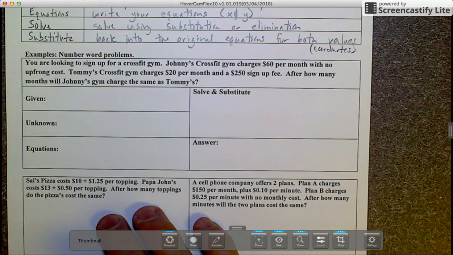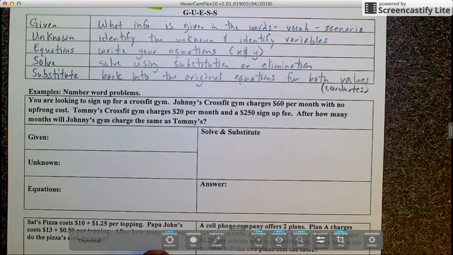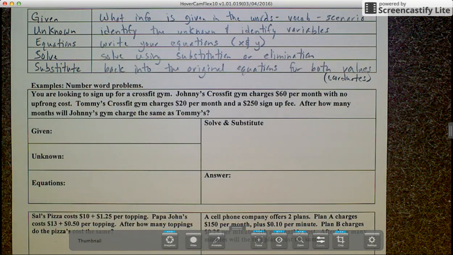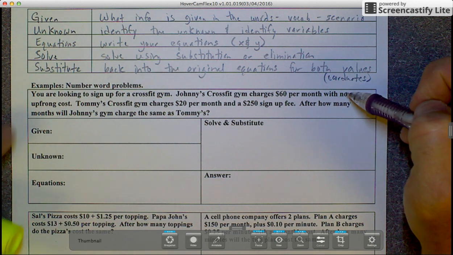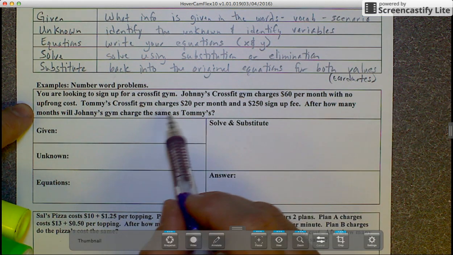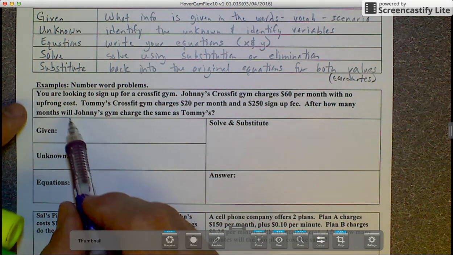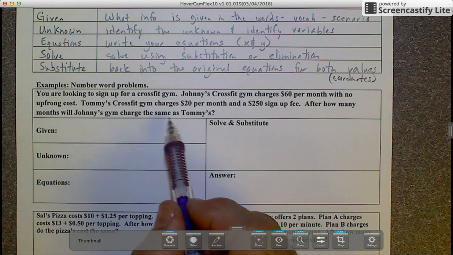So here's your practice example. And it says, you're looking to sign up for a CrossFit gym. Johnny's CrossFit gym charges $60 per month with no upfront cost. Tommy's CrossFit gym charges $20 per month and a $250 sign-up fee. After how many months will Johnny's gym charge the same as Tommy's?